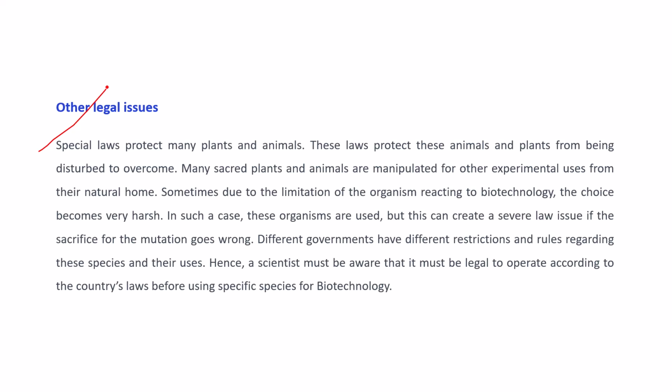For example, many people use mice for their experimental purposes, or other animals. So now we have to define how many experimental animals we are using and why we are using this many animals, and we should try to lessen the number of experimental animals so that it does not harm their species, right?